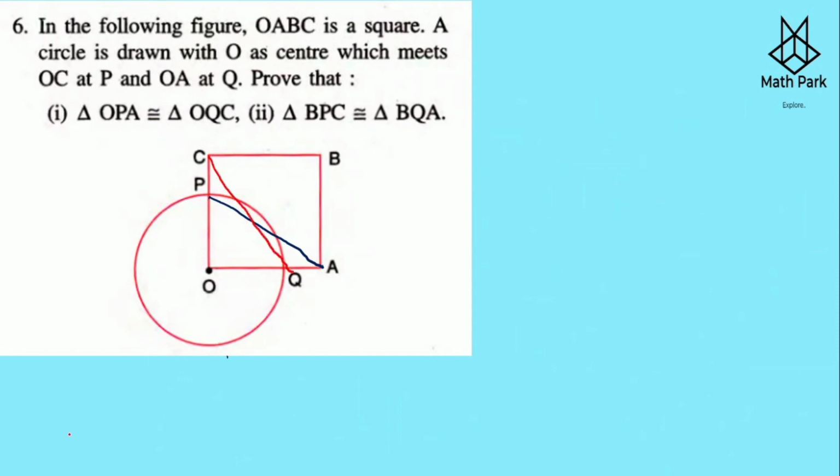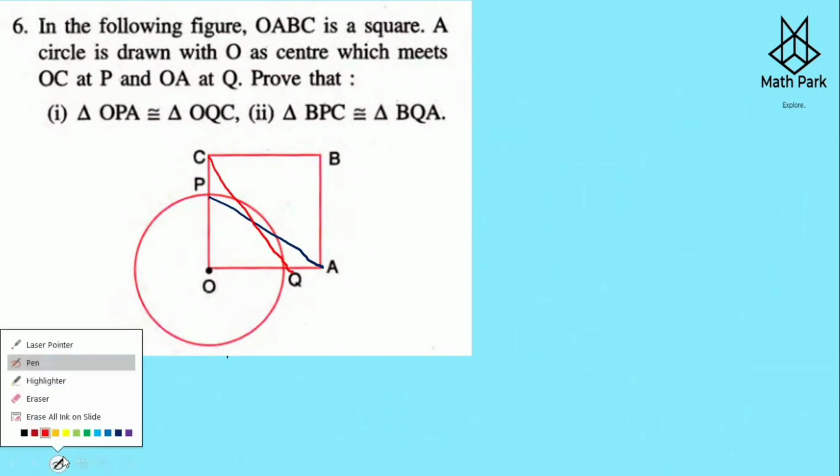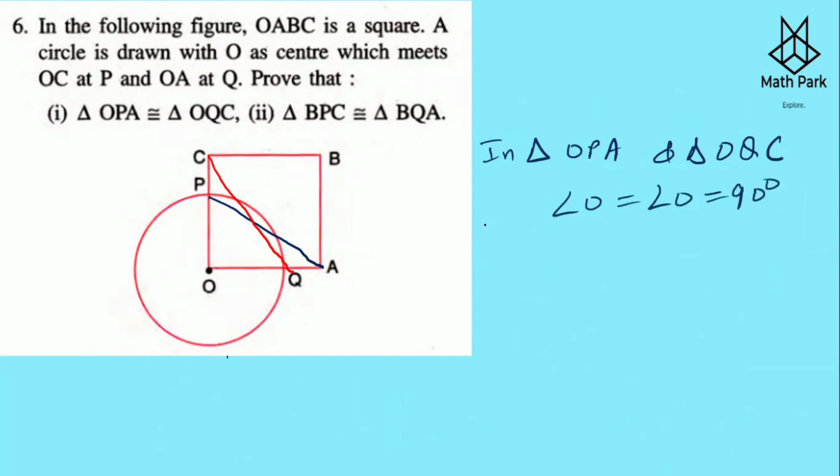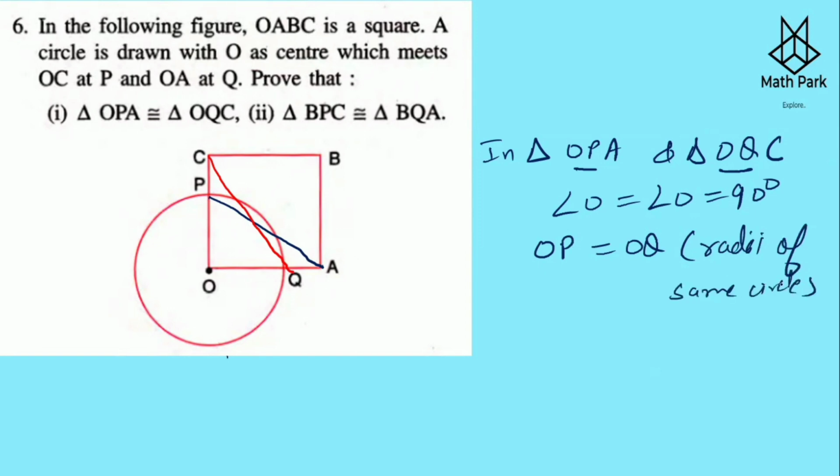So now let us start proving these triangles congruent. In triangle OPA and triangle OQC, you have angle O is equal to angle O is equal to 90 degrees because it is an angle of a square. Secondly, you have OP is equal to OQ because they are the radii of the same circle. Now we need the third part.